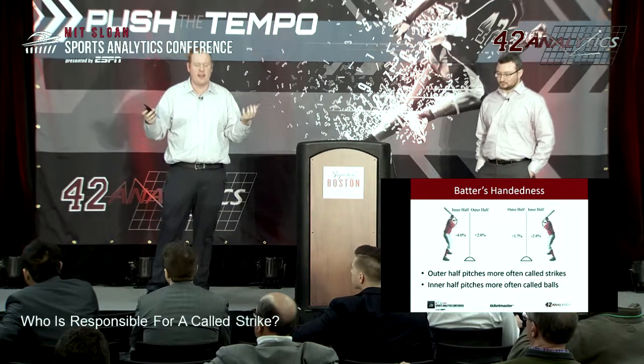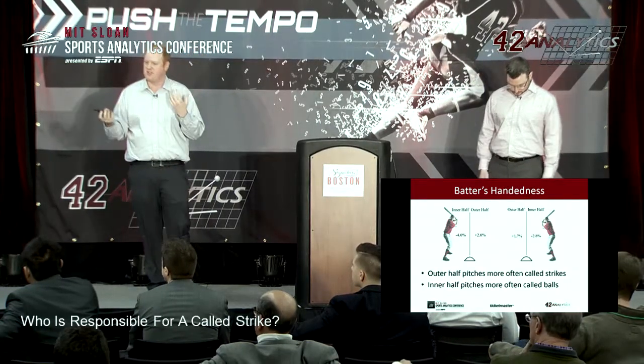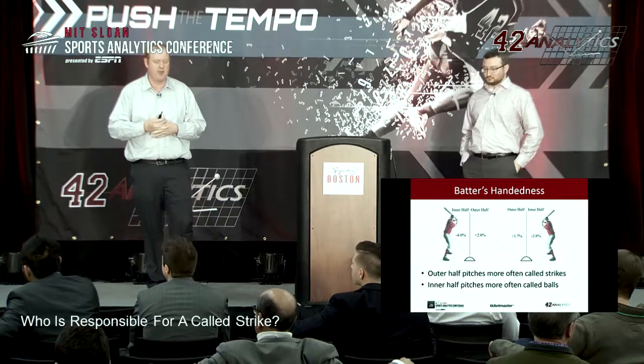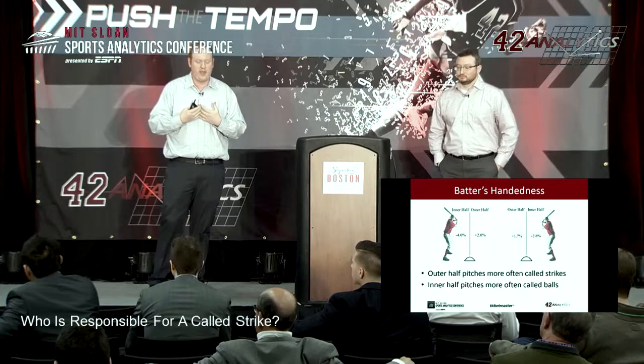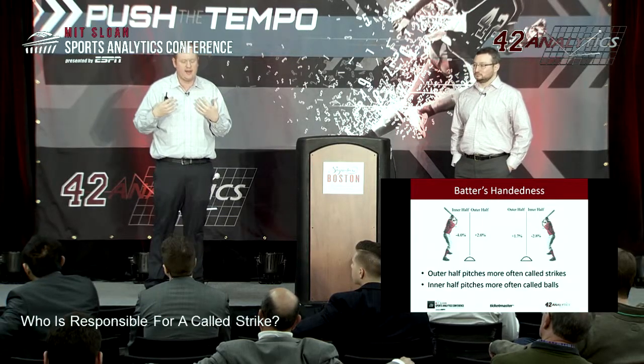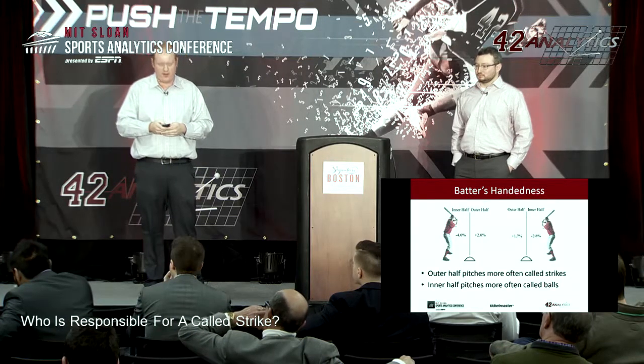Finally, we have the batter's handedness. This works the same way for both left and right-handed batters, but it's just mirrored because of their approaches to the plate. Umpires tend to call pitches towards the inner half of the plate balls more likely than not, and on the outer half of the plate, they're more likely to call extra strikes, given those other variables.